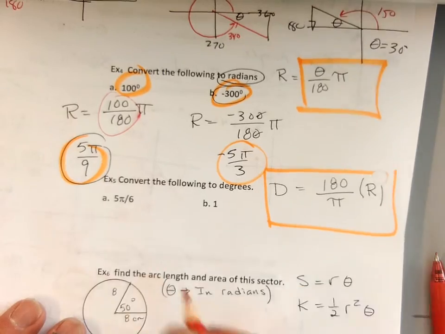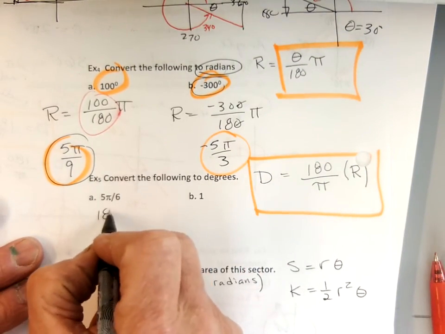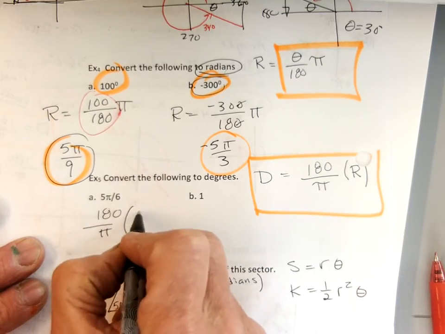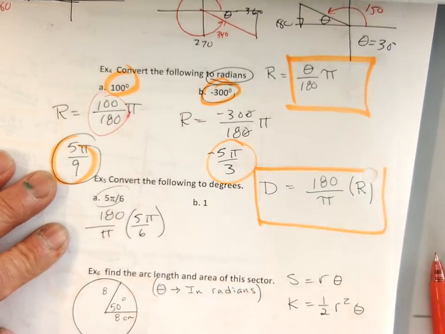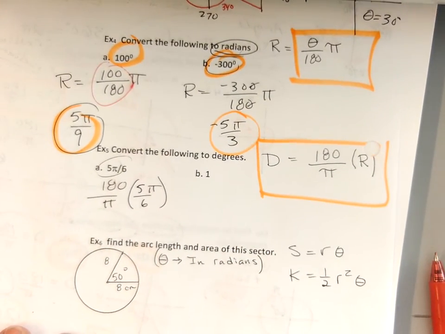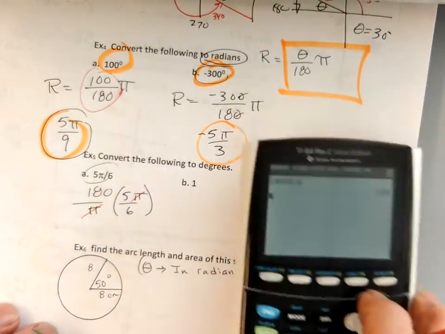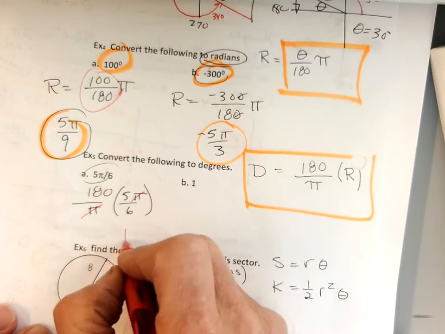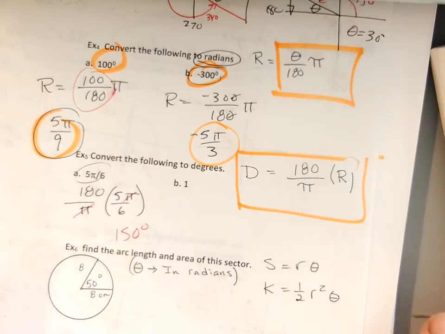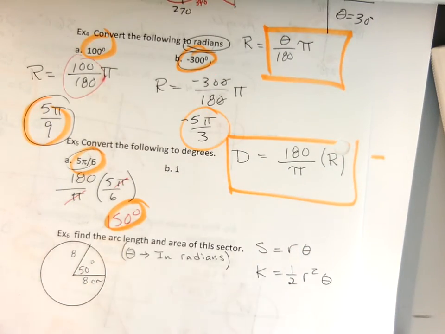Last but not least. Well, not quite last. Use our formula. We've done this. We go 180 over π times 5π/6. We just plug this in there, okay? Now what do we do? Cancel the π's, and then what? 180 times 5 divided by 6. So 150 degrees. And 5π/6 are the same angle.